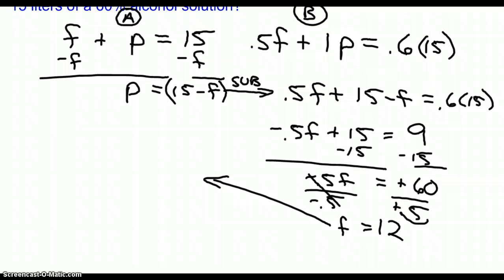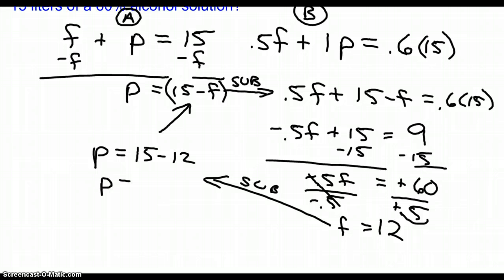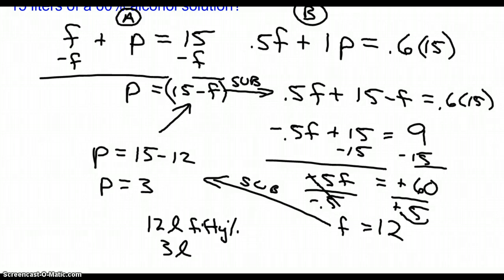And so we're going to take that and substitute it into the equation for P. P equals 15 minus F, we can see. So we'll just substitute 12 for F, and we know that our pure mixture is 3. So we will need 12 liters of 50%. And 3 liters of 100%. Yay! Woohoo! We did it!